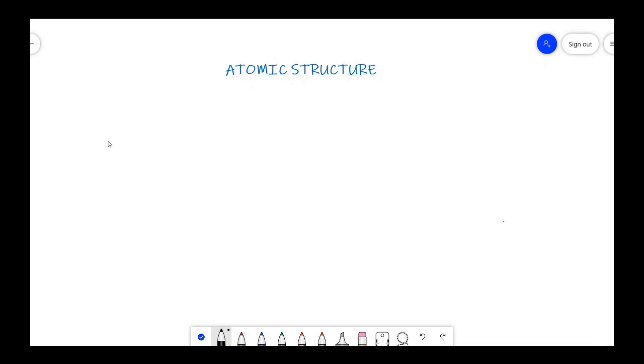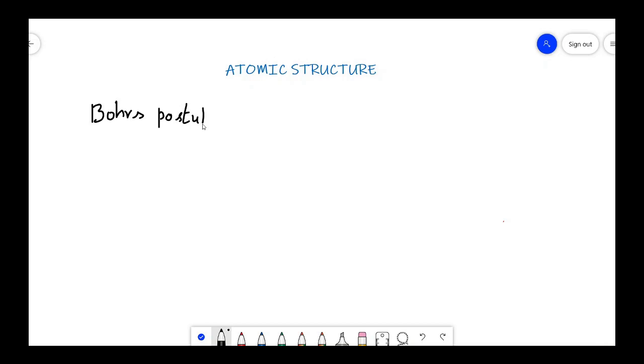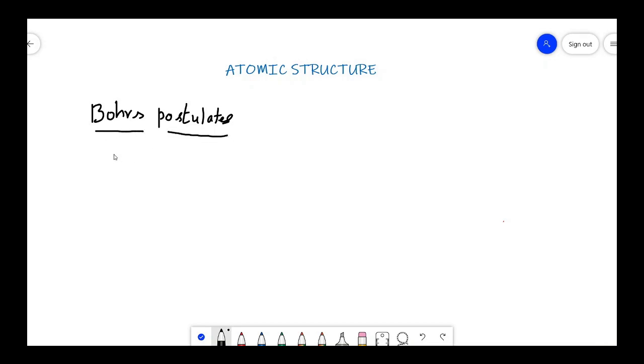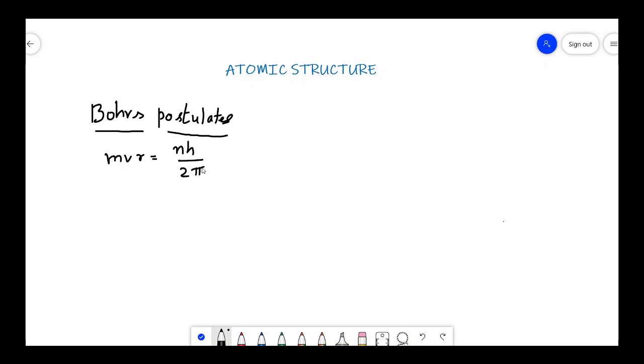Next topic is Bohr's postulates. In Bohr's postulates, we don't discuss all the points. We discuss only the important point, that is Bohr's angular momentum, which is mvr is equal to nh by 2 pi. So this is Bohr's angular momentum. You have to remember this point.